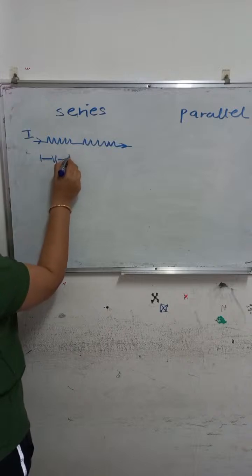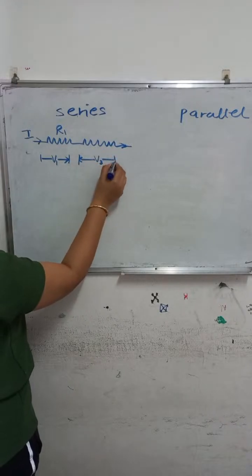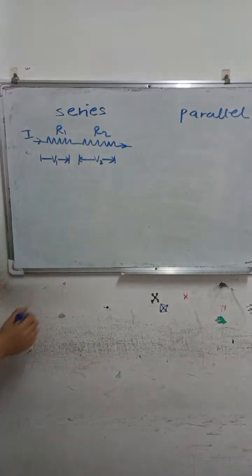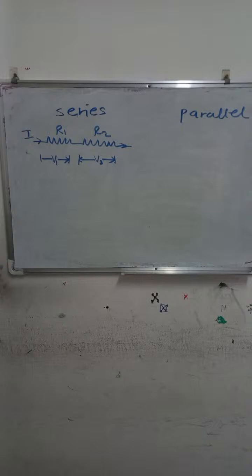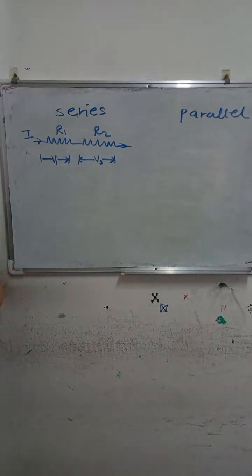But voltage across the first resistor is different and voltage across the second resistor is also different. Voltages are not the same in series, but current in the entire branch will remain the same.